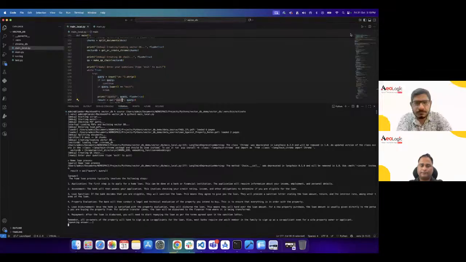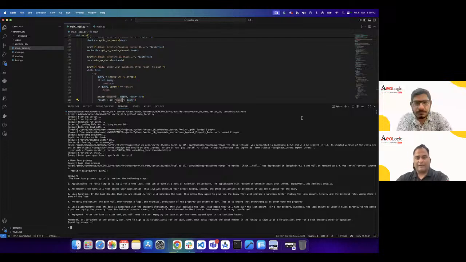Remember, all co-owners of the property will have to sign up as co-applicants for the loan. Also, most banks require one adult member in the family to sign up as a co-applicant, even for a sole property owner or applicant.